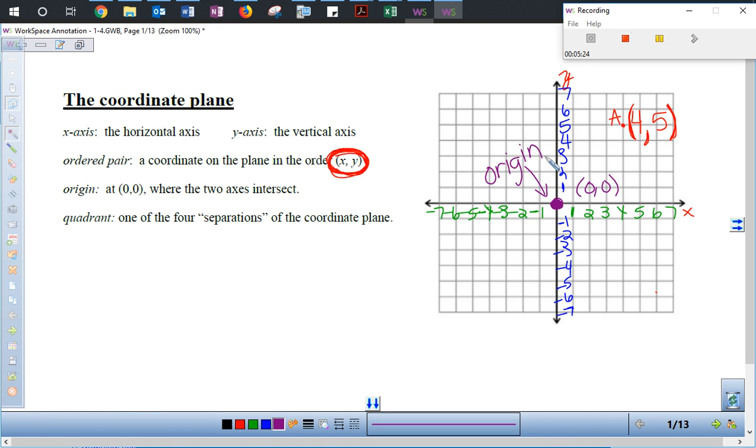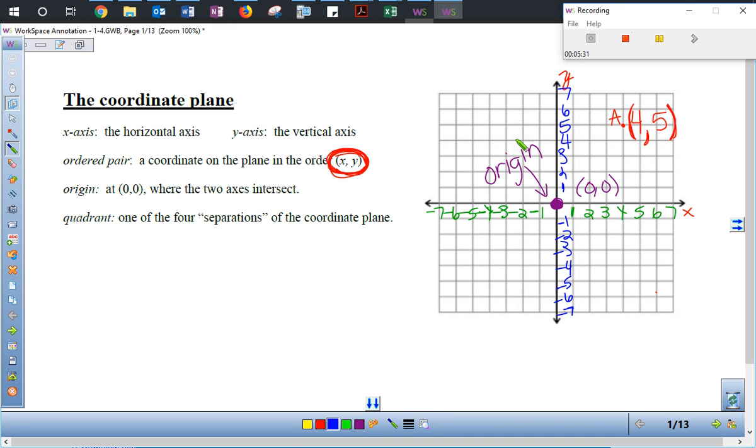The origin is always at 0, 0. Now finally, there's one more thing that I want to talk to you about coordinate planes, and that is a quadrant. Now a quadrant is one of 4 separations of the coordinate plane. So since we have two axes, the x and the y, they split my coordinate plane into 4 different parts. Those are each called quadrants, and they all have their own special number, and we label quadrants with Roman numerals.